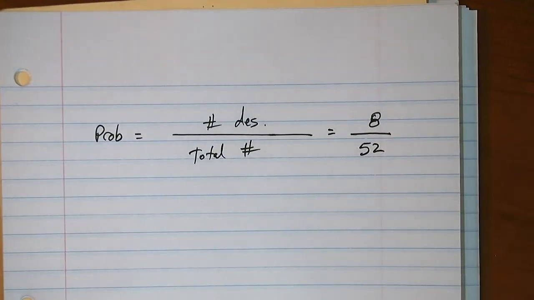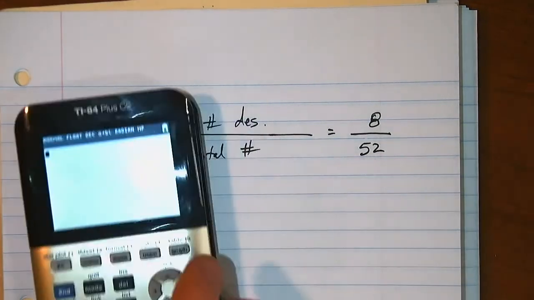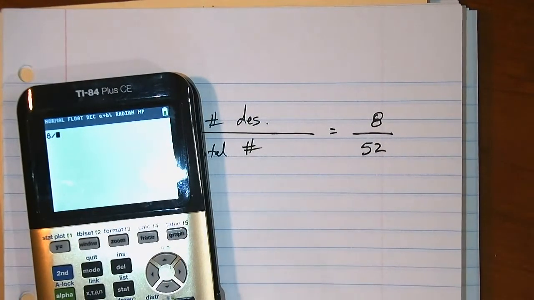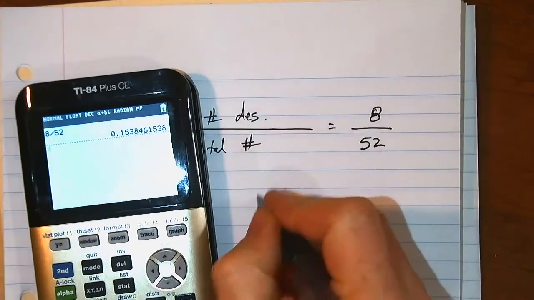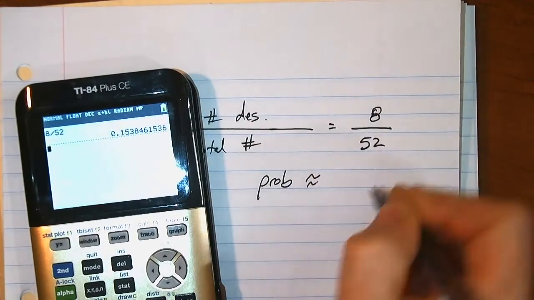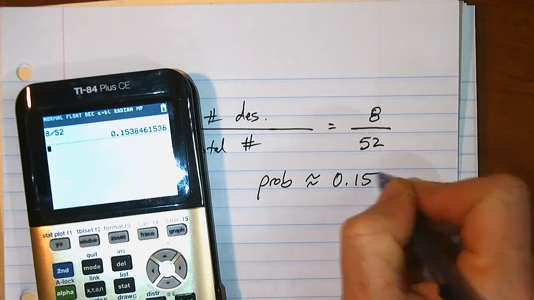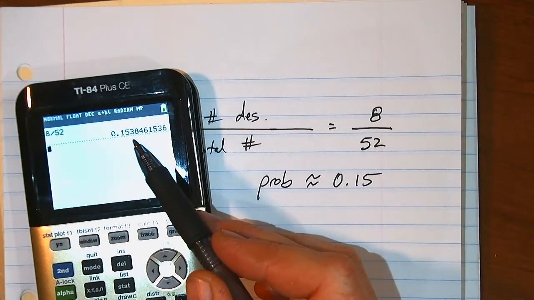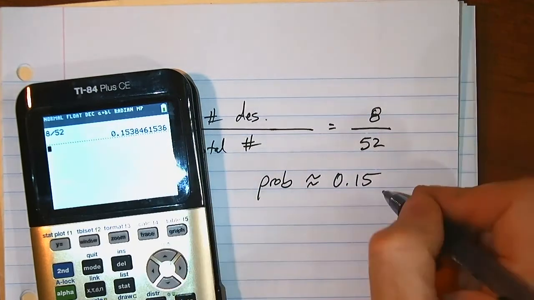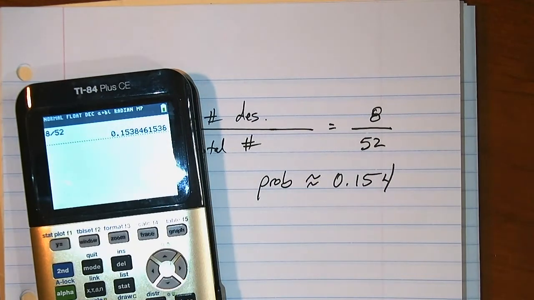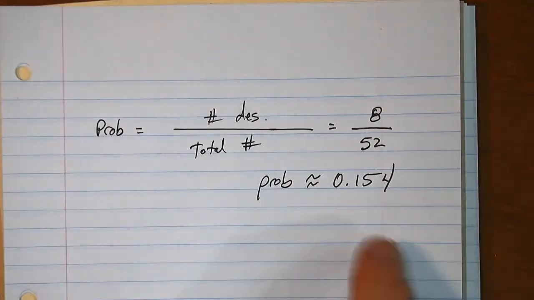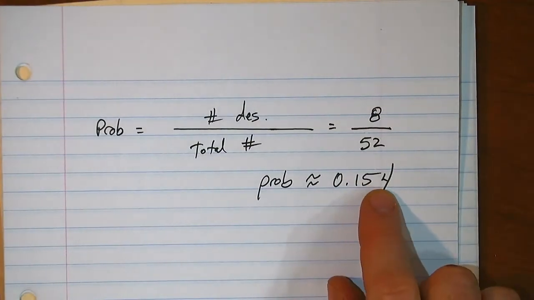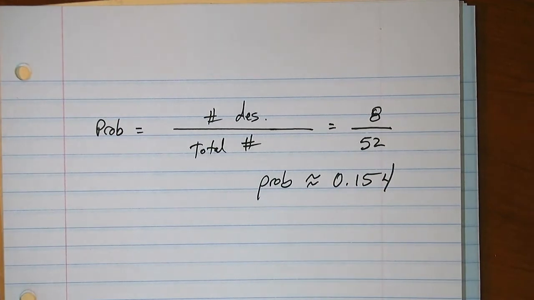Okay. So now I just grab my calculator and I simplify 8 divided by 52. And my probability is going to be approximately 0.15. And round off to whatever the directions on the quiz or the worksheet say. So I'm just going to round off to 3 places, 0.154. There's my probability. So remember, probability could also be expressed as a percentage. So this would be about 15% of the time I can expect to get either an ace or a jack.